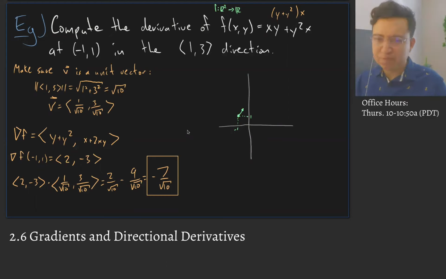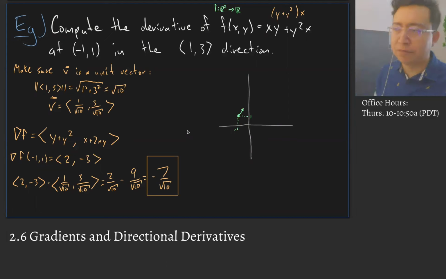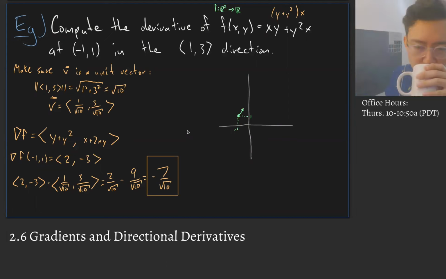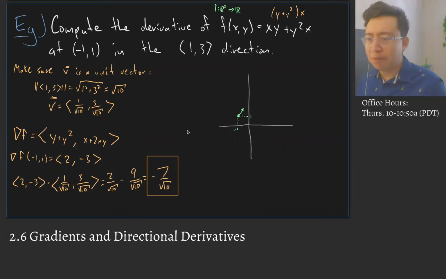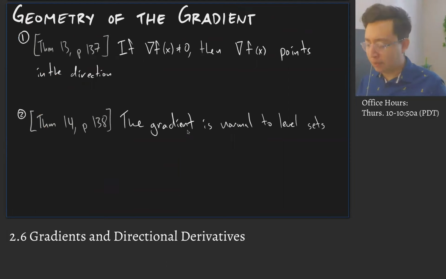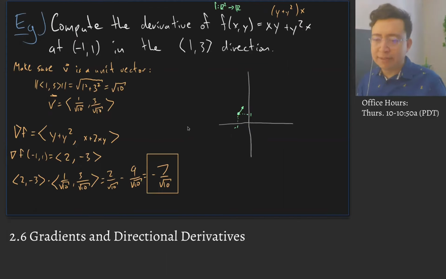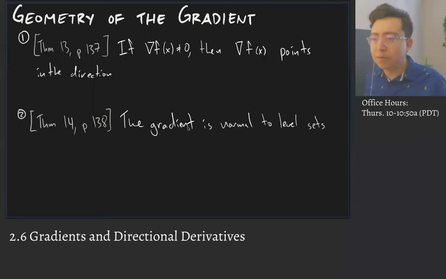Okay, cool. If you have questions, feel free to slow me down. Okay. Cool. So that's this problem. Hopefully that helped. Next, we're going to go back and talk a little bit about the gradient. We've been using the gradient in all of these problems. We want to talk a little more geometrically about what the gradient is supposed to represent.